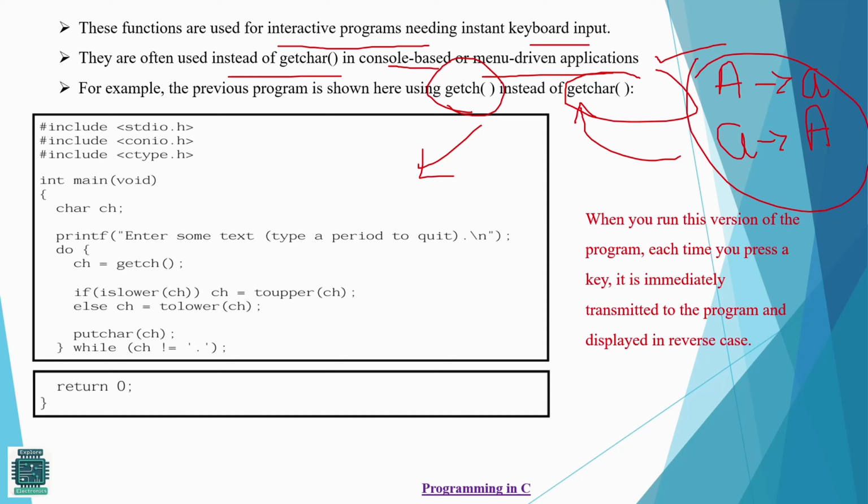Here, the main change is when the header file is included over here, and then getchar is changed into getch. The remaining code remains the same. When you run this version of the program, each time you press a key, it is immediately transmitted to the program and displayed in reverse case. Okay, this is the function of getch with a program example.